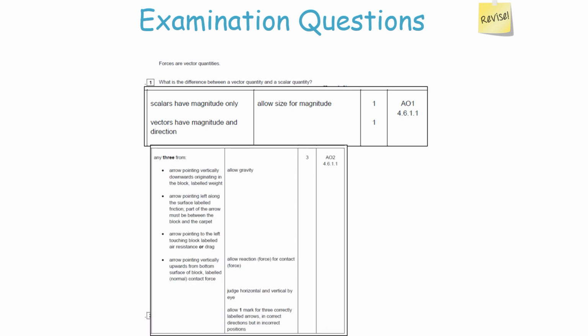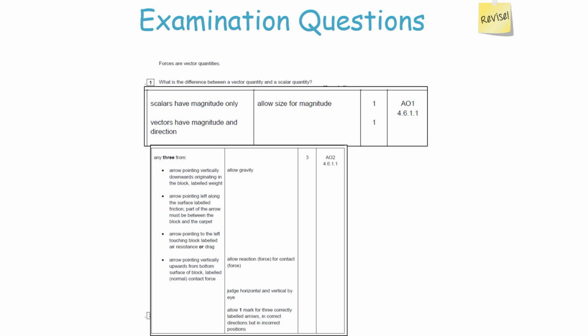So we should know that there should be an arrow pointed vertically downwards in the middle of the block at the center of mass, which is the weight. An arrow pointing left along the surface labeled friction, and it's going to be between the block and the carpet because it's a contact force. Another arrow pointing left touching the block in the air labelled air resistance, because that's where air will act. The air resistance will act where the air is. And then finally an arrow pointing vertically upwards from the bottom surface of the block labelled the contact force. Now this is going to be at the bottom surface of the block because it's caused by the object touching the bottom surface.